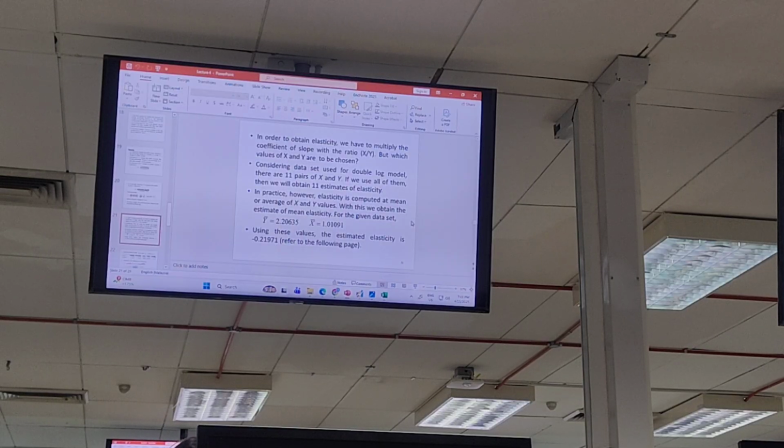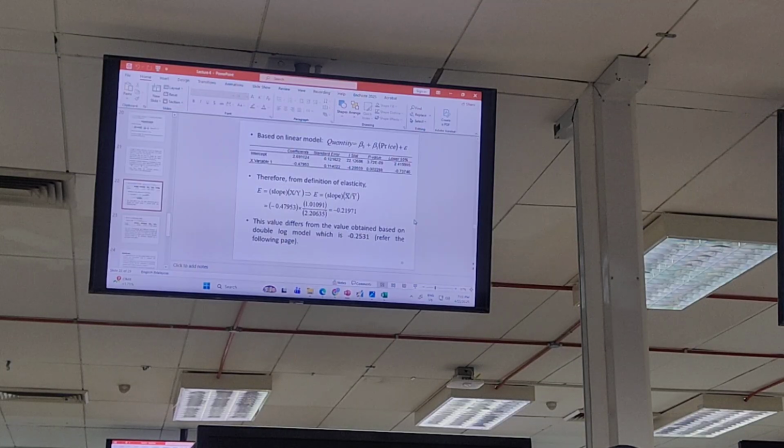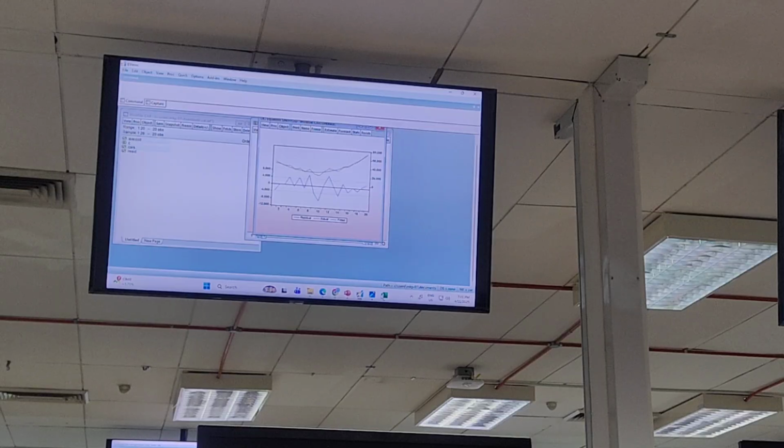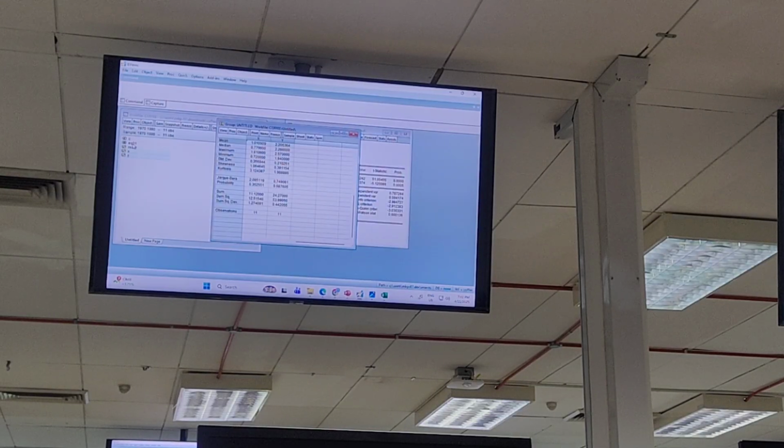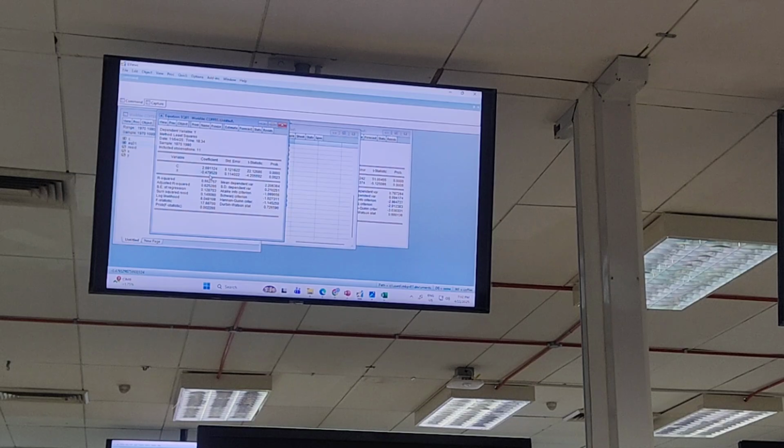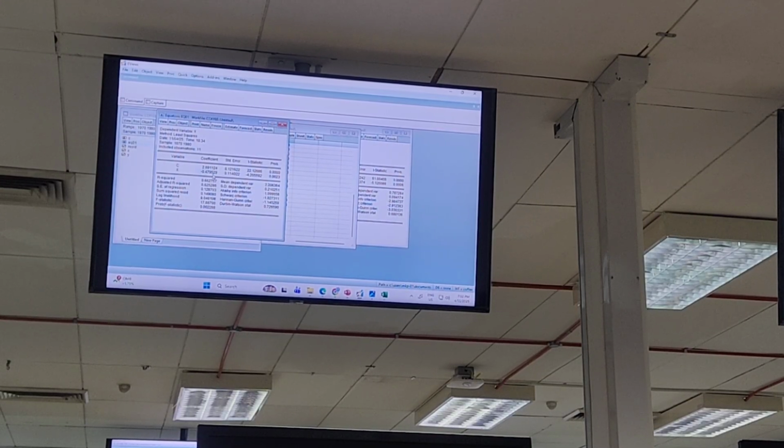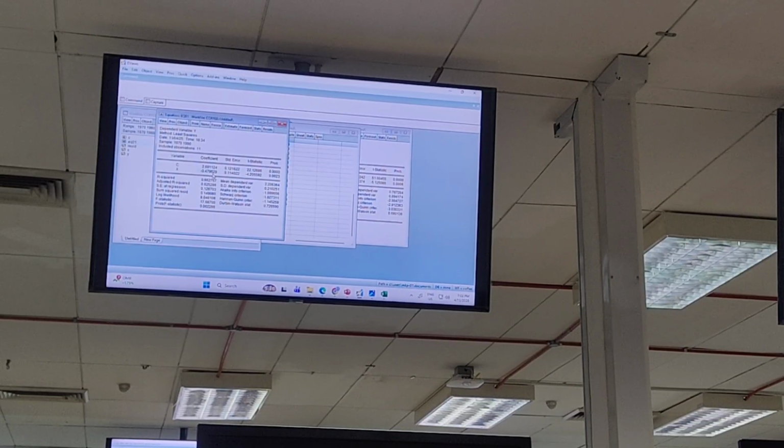So using these values, the estimated elasticity is 0.02191. You need the slope parameter from the model. So the first model, the linear model, equation 1, you simply regress y against x. So you get negative 0.47. You just do not use log y on log x, but y on x. So you get this slope. But if you want to calculate the elasticity using this, then you have to multiply it by x over y.